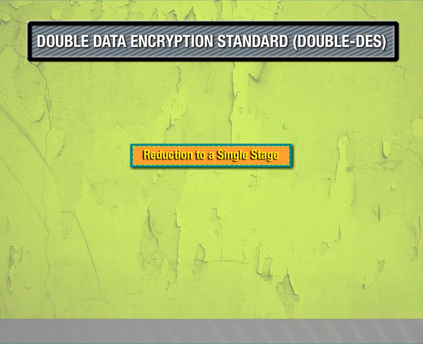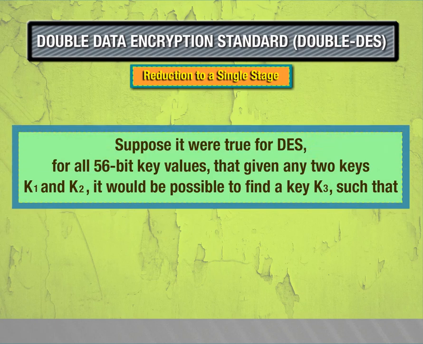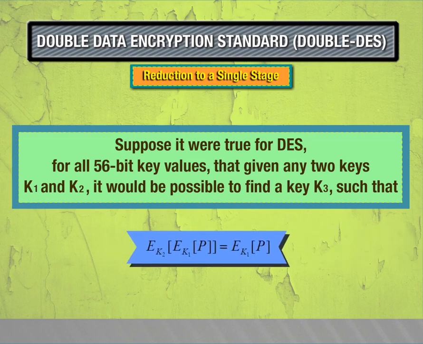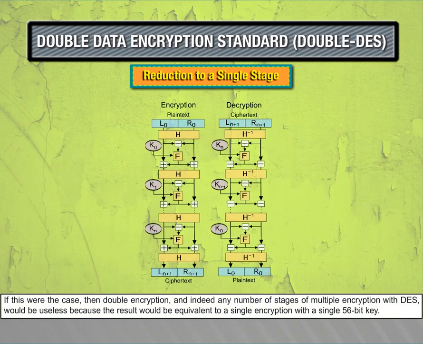Reduction to a single stage. Suppose it were true for DES, for all 56-bit key values, that given any two keys K1 and K2, it would be possible to find a key K3 such that E K2 of E K1 of P is equal to E K3 of P. If this were the case, then double encryption, and indeed any number of stages of multiple encryption with DES, would be useless because the result would be equivalent to a single encryption with a single 56-bit key.